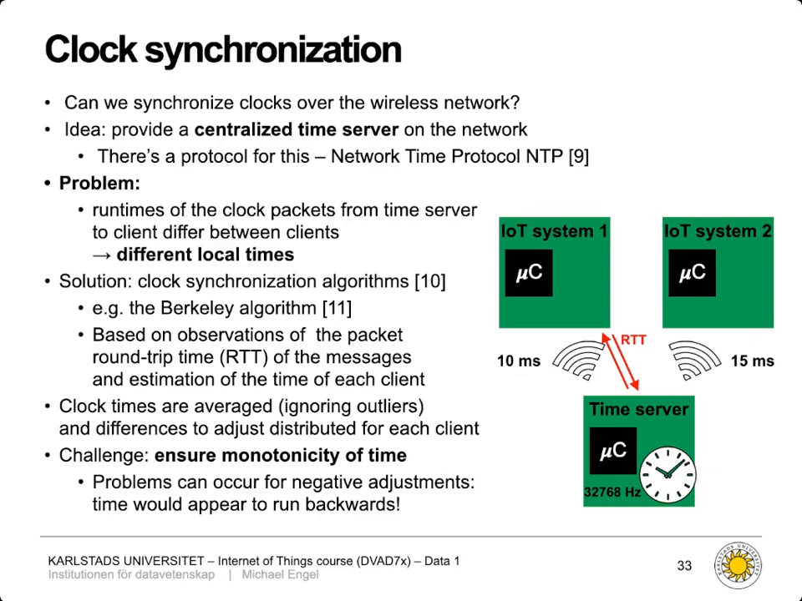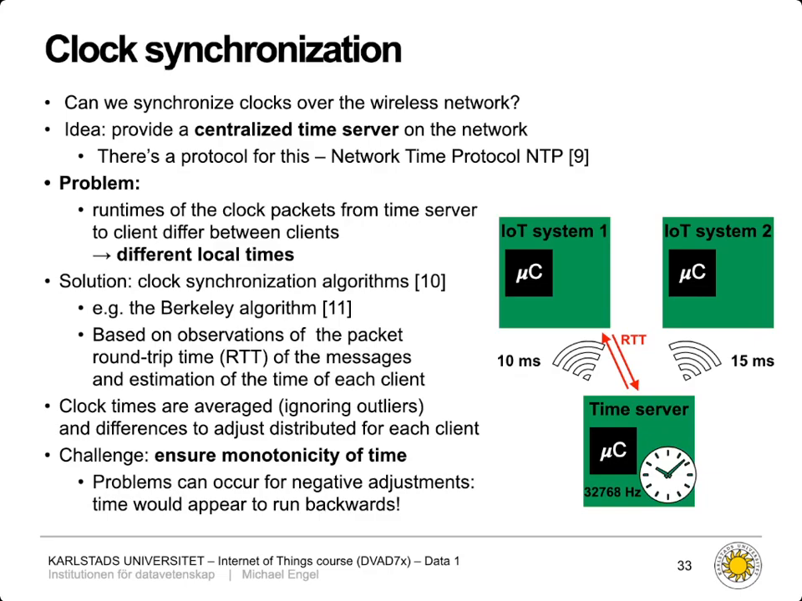And just in simple terms, the Berkeley algorithm actually has an additional functionality on the time server. So whenever the time server sends out timing information to a client, it requests a reply. So it measures the time from sending out the time information to receiving the reply. And this is what we call the round trip time. So it goes from time server to client and back. And then we divide it by two.